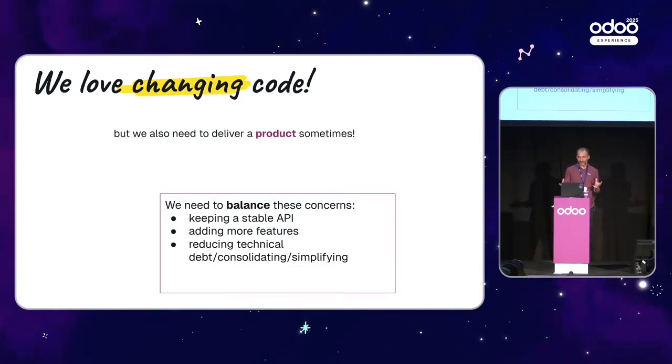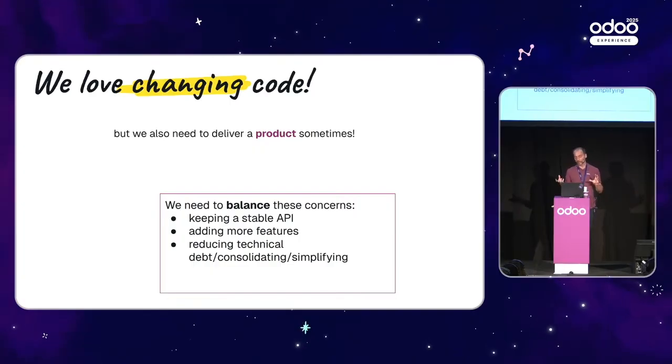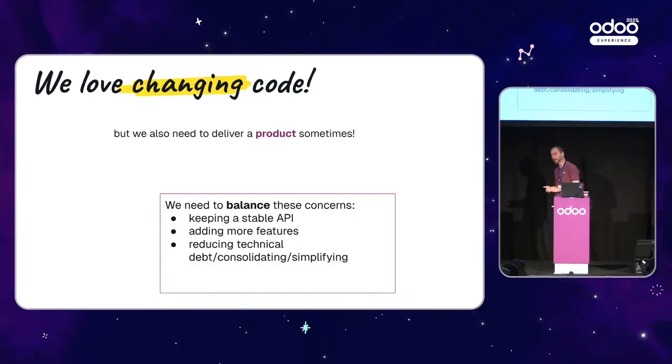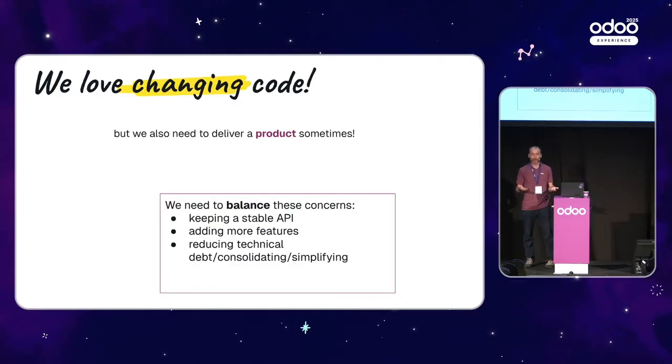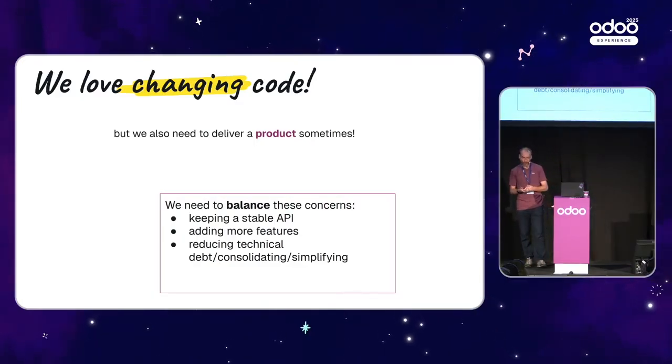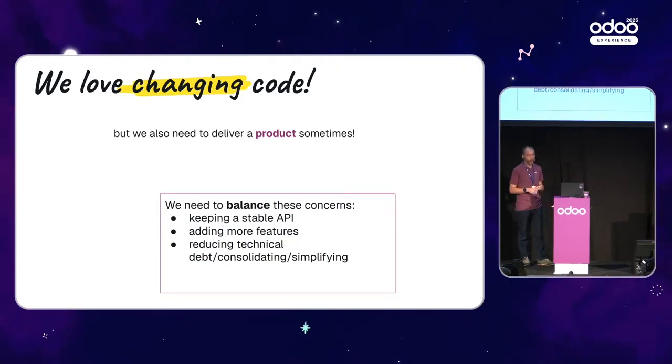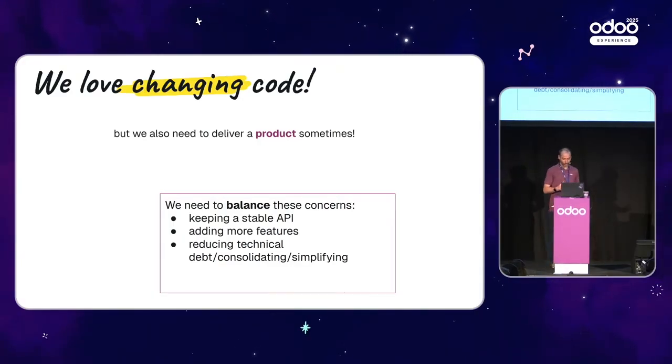So basically, the difficult part of what we're doing is to balance those concerns, keeping a stable API, which is not stable, but as stable as we can, of course. We want to add more features all the time, and we want to consolidate existing features into simpler abstractions if we can. We want to simplify. We want to reduce the technical debt of the code. So that's a difficult act to play.